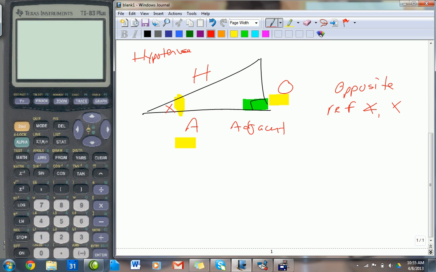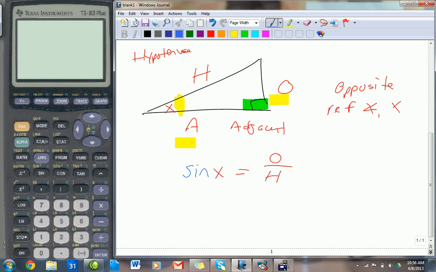We call the first function the sine, and I pronounce that sine. If I were to write it out, it's S-I-N-E. The sine of that angle x is equal to the ratio of the opposite over the hypotenuse. That's called the sine ratio for any right triangle with reference angle x, opposite side O, and hypotenuse H.